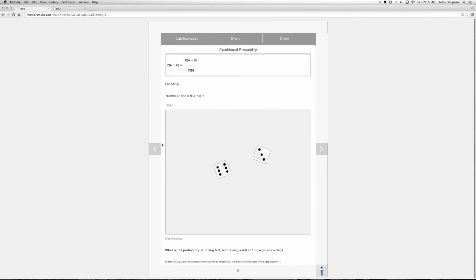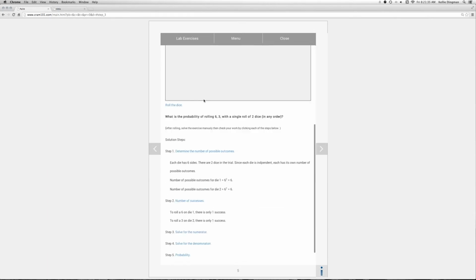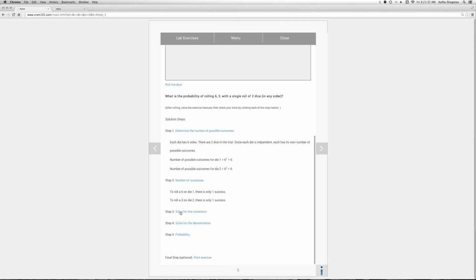So our formula, Cram gives us up there at the top. Basically, the probability of A conditional on B is the probability of A intersected with B over the probability of B. Okay, so let's solve for the numerator first.